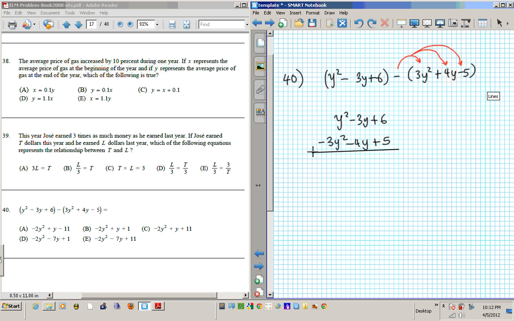And then that's going to give us negative 2y squared. And then since the signs are the same, you add and keep the sign, negative 7y plus 11. And there you have it. Okay, so this is minus minus plus 11. Your answer is E. Okay, so that's that.